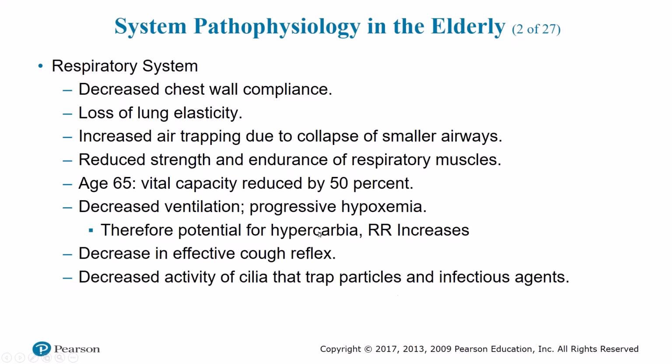Okay, and with that, based on disease states, we may end up getting a progressive hypoxemia, low oxygen, and therefore higher CO2 retention, which is that hypercarbia. That will affect our reliance on acidosis versus alkalosis in the pH system.